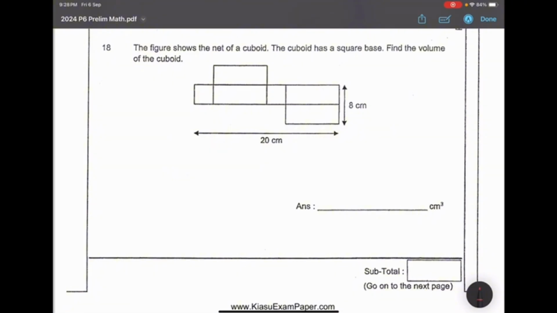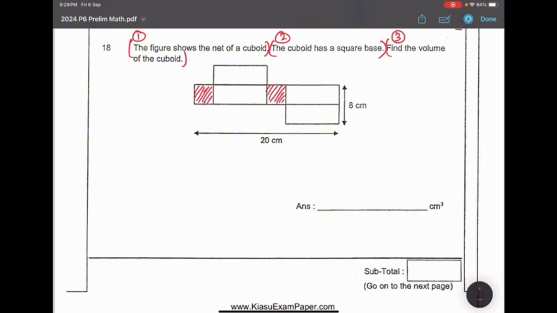The figure shows the net of a cuboid. This is my sentence number 1. Moving on to sentence number 2, it says the cuboid has a square base. What does that tell me? That this or this is the base. Sentence number 3 says find the volume of the cuboid.